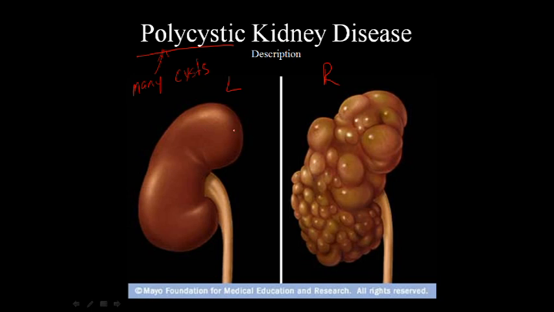On your left side, you see basically a normal kidney, a normal functioning kidney with normal systems. And on your right side, you see really not a normal kidney. You see all of these cysts located on it, and it kind of has a pebble type appearance. And so you have multiple cysts, and what does that do for the kidney? Well, that's what we're going to talk about.